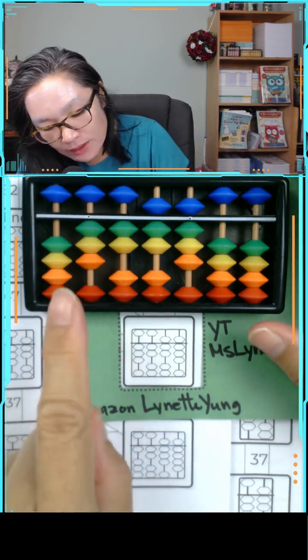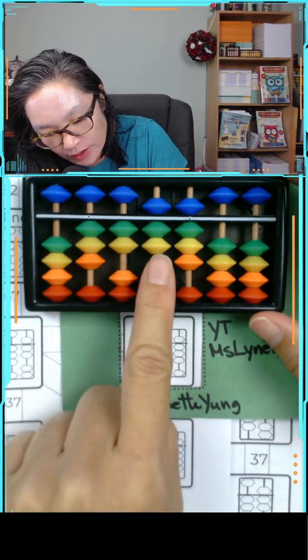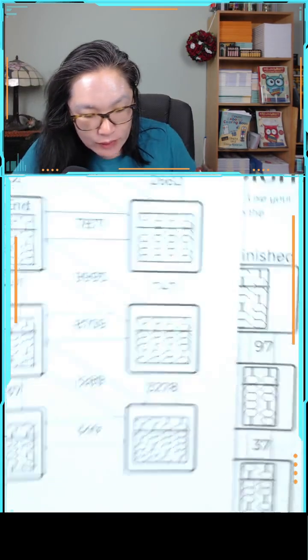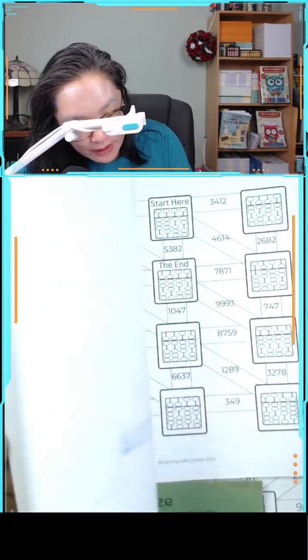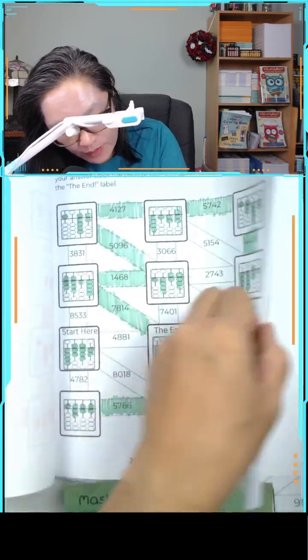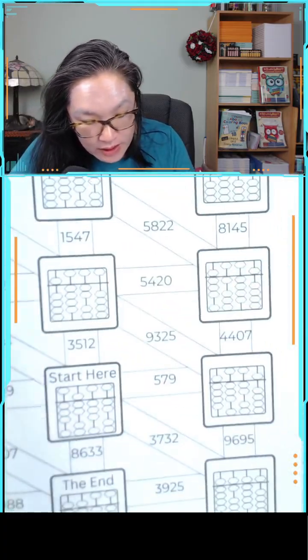Well done. Yes, 3,278. Well done. So this is what it would look like when it's not completed, and this is what it would look like when it is completed, and that's the difference. All right? Okay, so we're going to continue on.